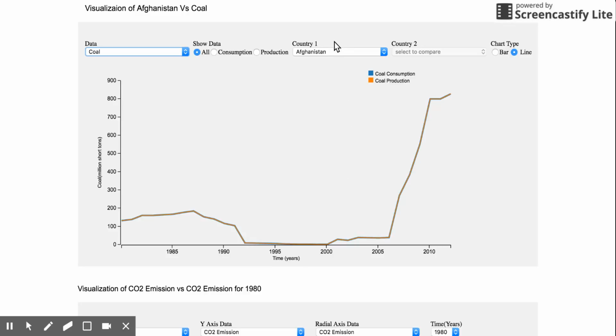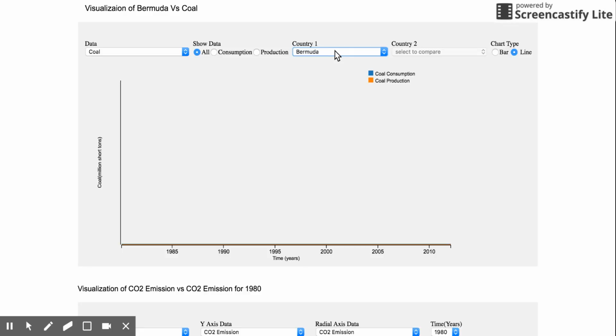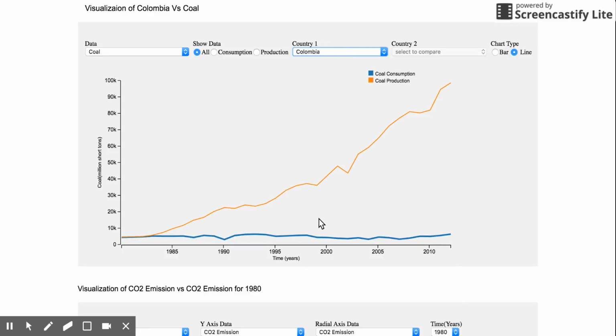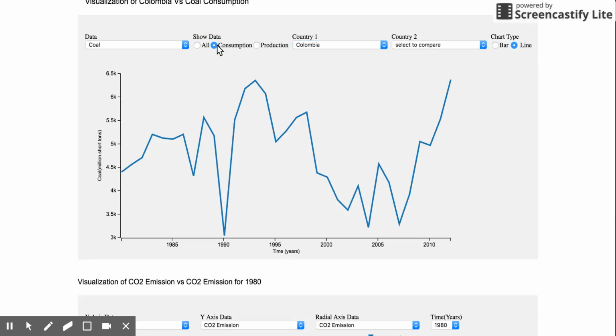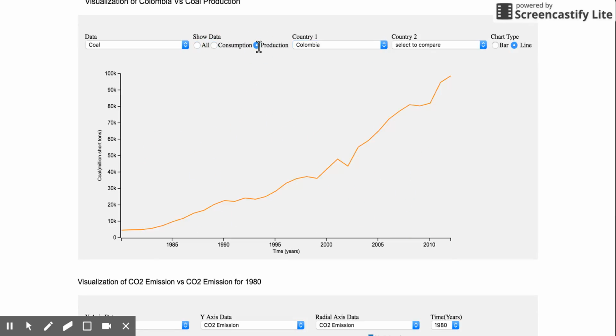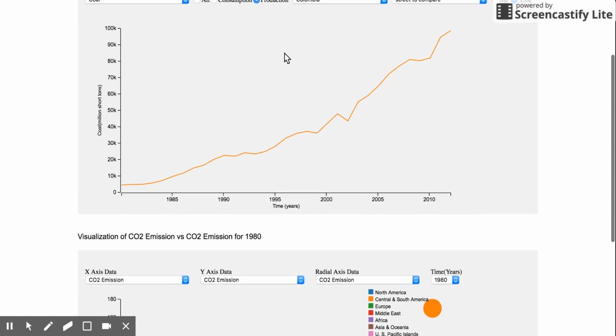So now for coal, let us choose a different country. Bermuda. Okay, they don't have much in that. Colombia. Okay, so you can see they are consuming less and producing more. So probably they are exporting. So we can see both sorts of things, and if you want to concentrate on one thing, we can concentrate on one type of energy, either consumption or production.